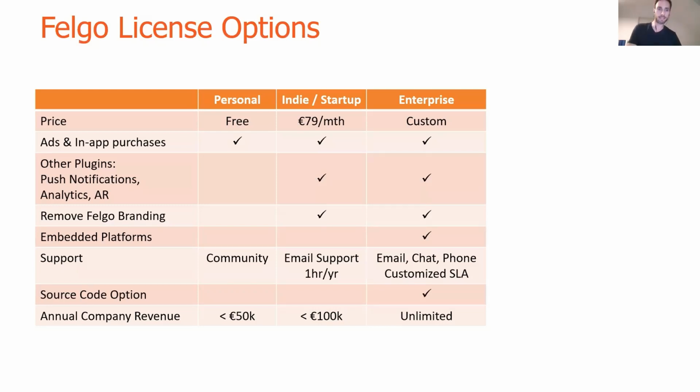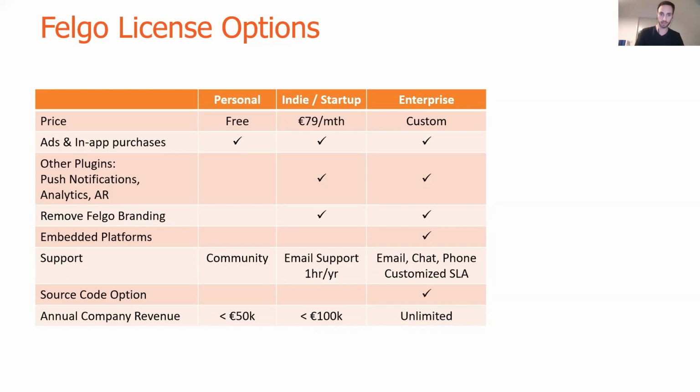So there are three different licenses available: the free, the indie or startup license, and the enterprise license. Code reloading, cloud builds, and 95% of all the APIs are supported with the free license as well. So you get full access to hot reload and cloud builds, plus most of the APIs. The only APIs that are not available in the free version are some of the plugins like push notifications and the augmented reality plugin. And there is also a "Powered by Felgo" splash screen at the beginning of the application, which is gone when you upgrade to one of the other license tiers.